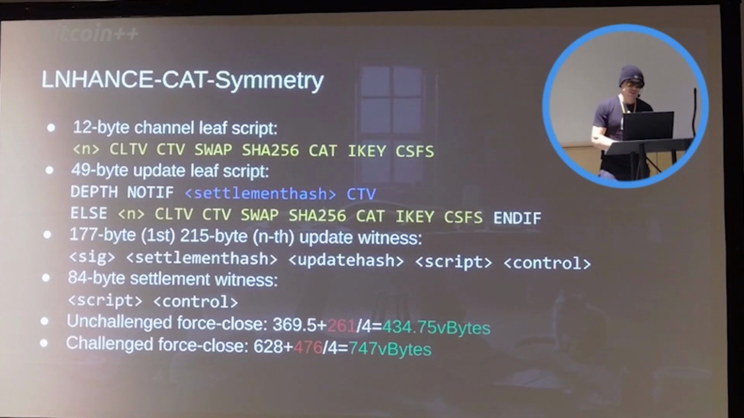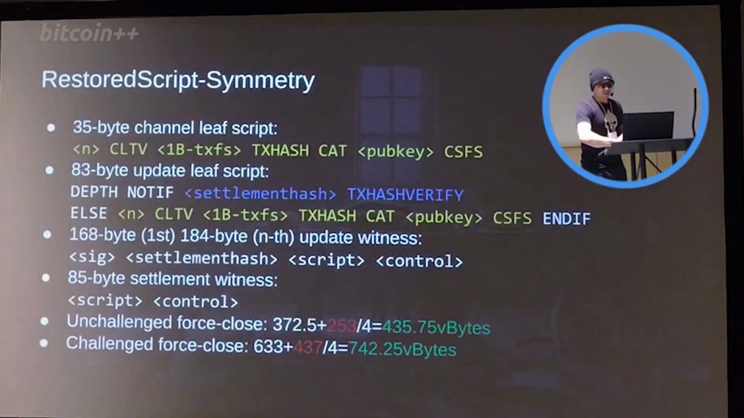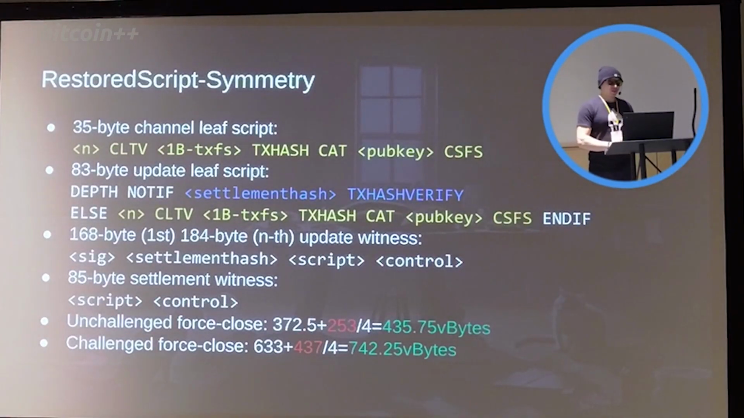That's what I use, the SHA-256, because it's a smaller script. And we get this. This is very comparable to APO symmetry. I forget the exact numbers, there's a table at the end. And then we have restored script symmetry, which I really like.